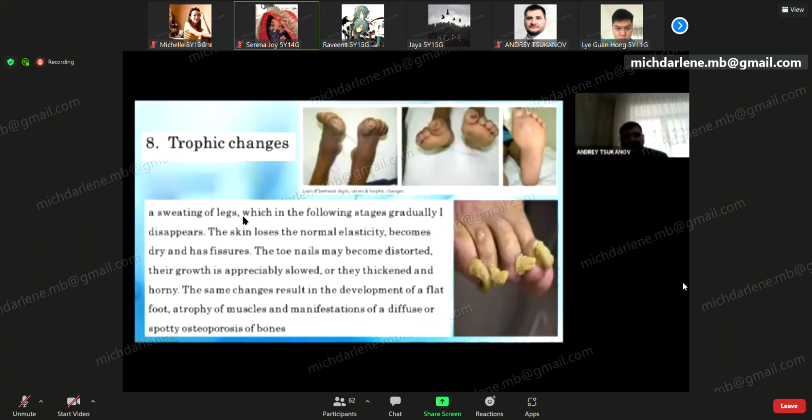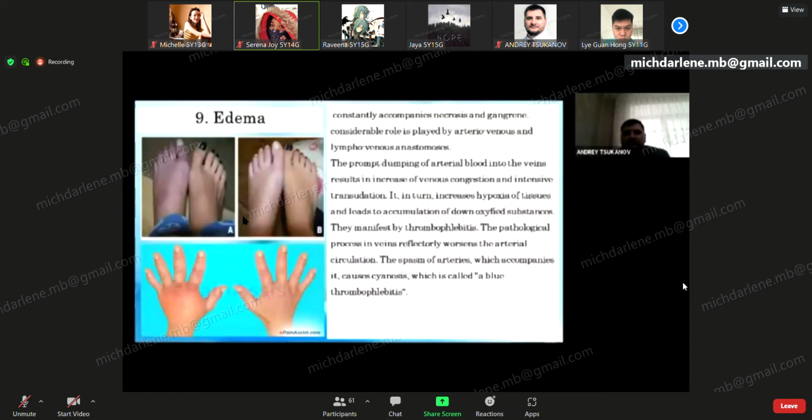The same changes result in the development of flat foot, atrophy of muscles, and manifestations of diffuse or spotty osteoporosis of bones. Edema constantly accompanies necrosis and gangrene.